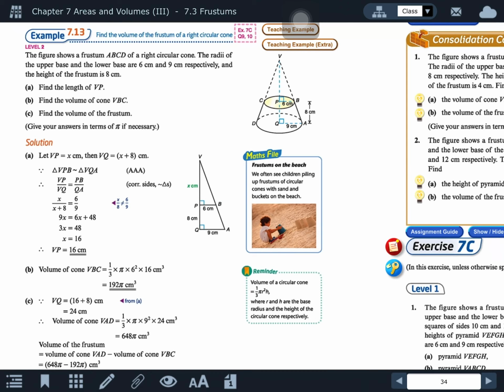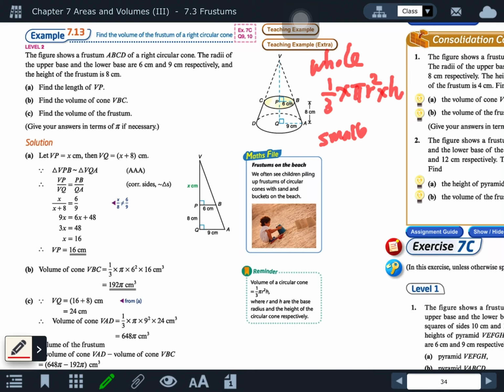In this example we are calculating a frustum of a cone, but we have some difficulties. Following the same logic, we need to find the whole volume, which is 1/3 times base area times height. Because this is a cone, the base is pi r squared, times height. The smaller part also needs this kind of formula.